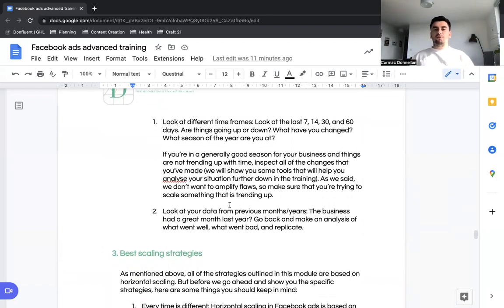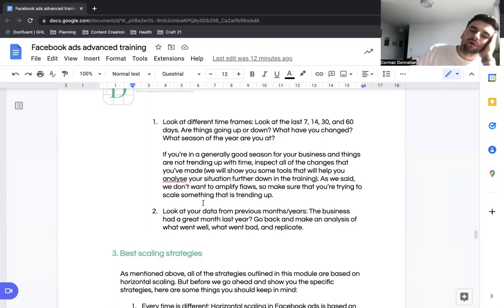The business had a great month last year. Go back and make an analysis of what went well and what went bad and replicate. So if you know that November is historically a good month, like it is for most businesses, what date did it pick up? When did I run the sale last year? How long did I run the sale for? And you can really start to make informed decisions based on what you should do this year, or based on your hypothesis that you create on last year's results.